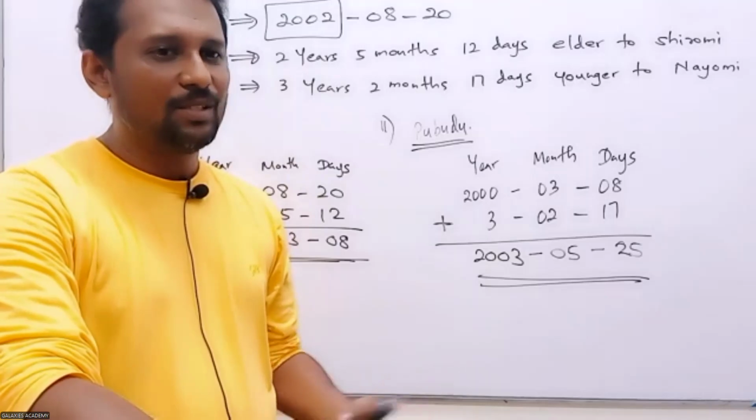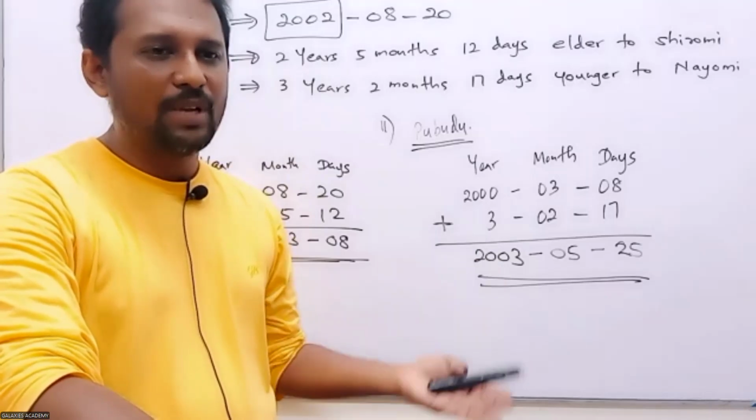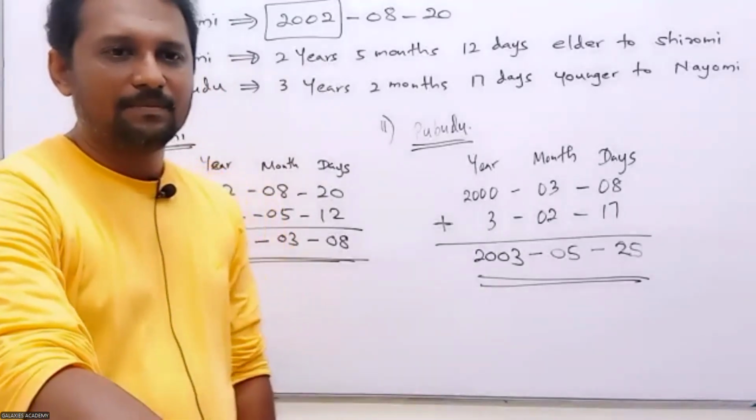At least more than 90, 95 you have to get for the first term.